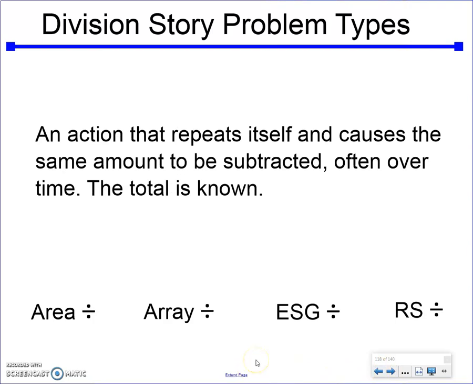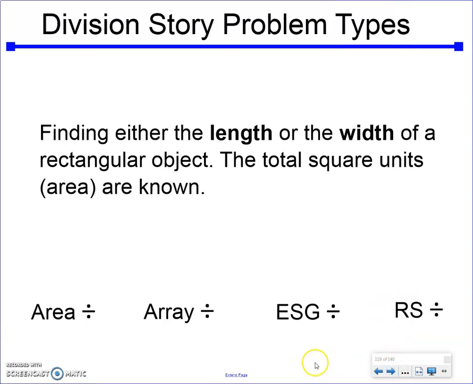What kind of story problem would this be? An action repeats itself again and again and causes the same amount to be subtracted, often over time. The total is known. Is that an area division, an array division, an equal-sized group division, or a repeated subtraction division problem? I agree. If an action is repeating again and again, causing something to be subtracted, it is a repeated subtraction story problem.